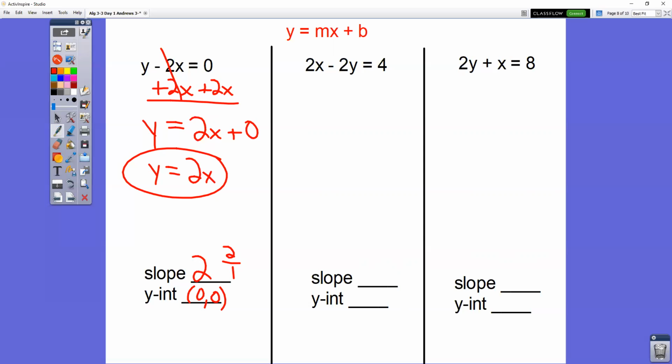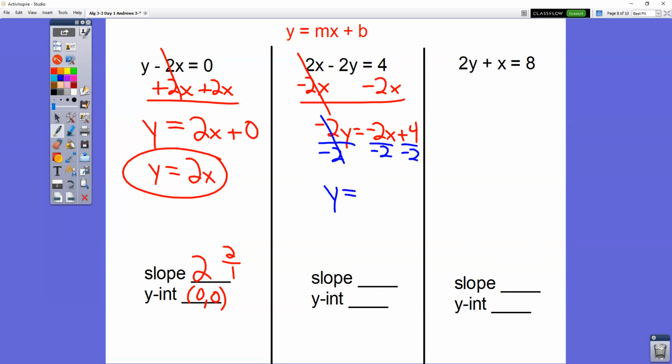Getting the negative 2y all by itself, we have to do minus 2x and minus 2x. So I have negative 2y equals, switching around the order, negative 2x plus 4. Now I want to try and get rid of that negative 2. So divide by negative 2, divide by negative 2, divide by negative 2. Negative 2 divided by negative 2 is a positive 1. Bring down your x. 4 divided by negative 2 is minus 2. So our slope is either 1 or 1 over 1. Our y-intercept is 0, negative 2.